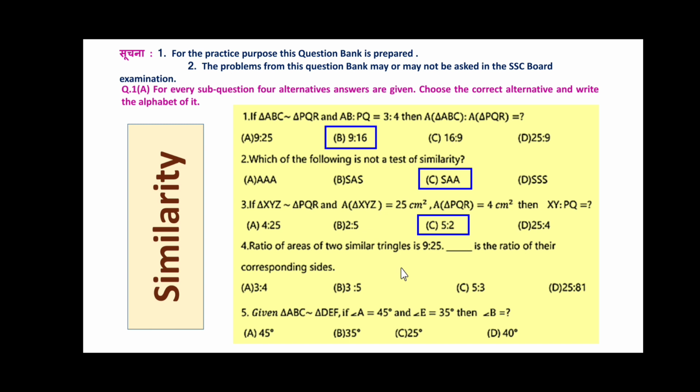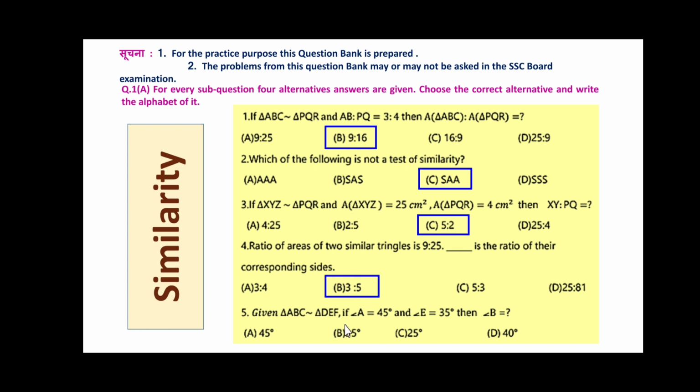The ratio of the areas of two similar triangles is 9 as to 25. Then dash dash is the ratio of their corresponding sides, same as the third one. So here, taking the square root, you get the answer as 3 as to 5. Square root of 9 is 3 and square root of 25 is 5.